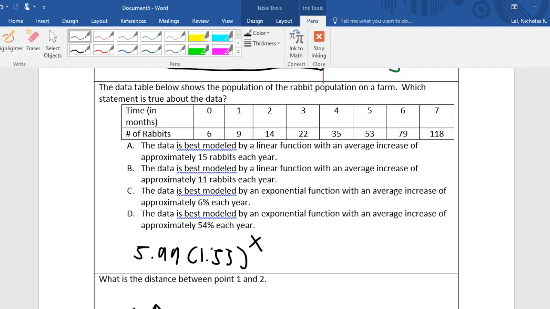And that 1.53, that's the growth factor that indicates that we're growing exponentially by about 54% each year. So that 0.53 matches up to about 54% growth each year. So the answer choice here would be D.